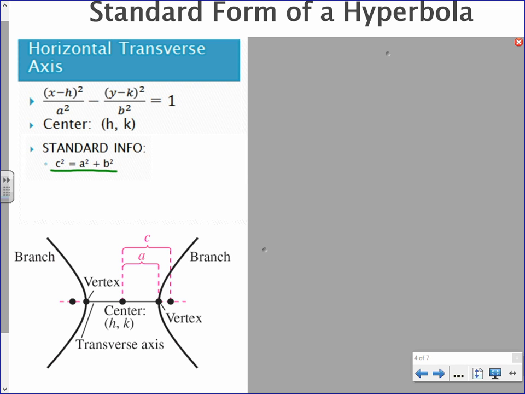Notice on my picture here that the vertex is still A away from the center, and the foci are both still C away from the center. Okay, so that does not change from hyperbola to ellipse. The vertices are still A away, and the foci are still C away. Now, you don't see anything in my picture about B. We're still going to use B like we would in an ellipse, but instead of making a shape, we're actually going to use B to help us with those asymptotes. Okay.